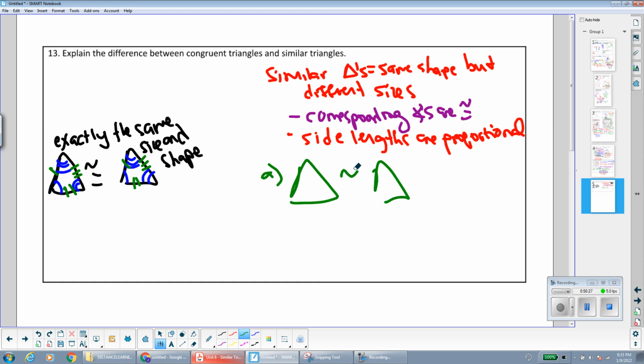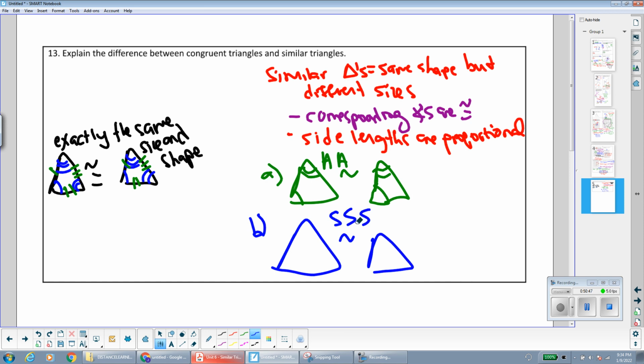The first method of triangle similarity is AA, and that means that there are two pairs of congruent corresponding angles. The second way of proving two triangles similar to each other is SSS, and that's three pairs of proportional corresponding sides. So, for example, this could be 10, this could be 20, and this can be 30.